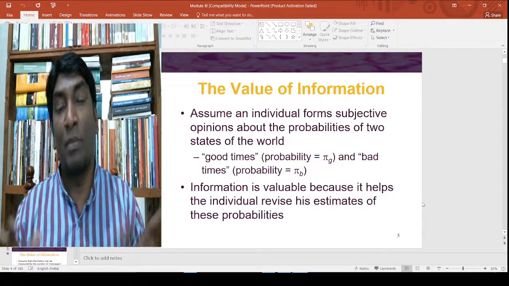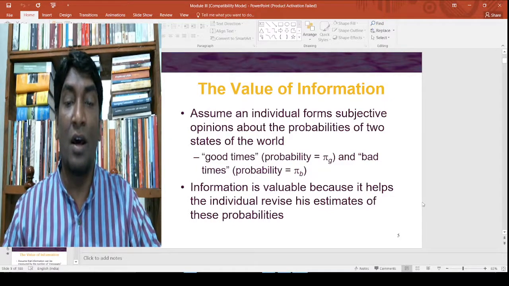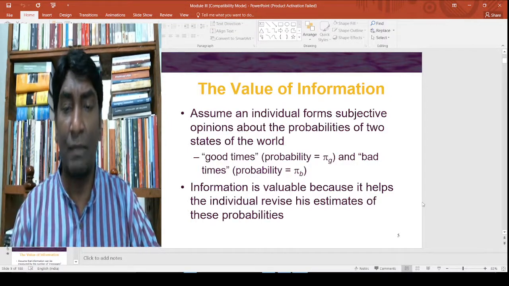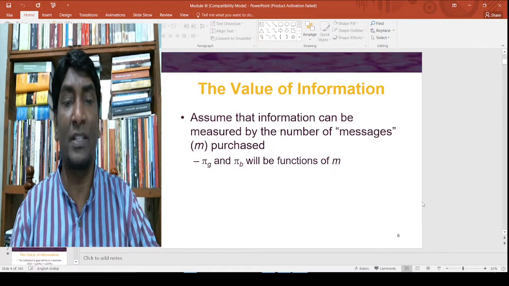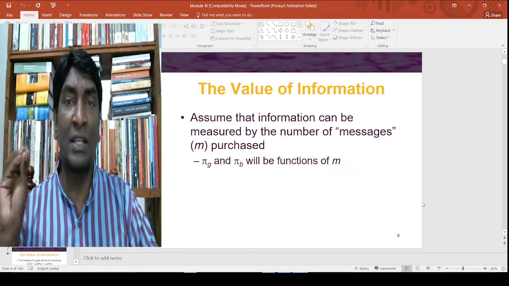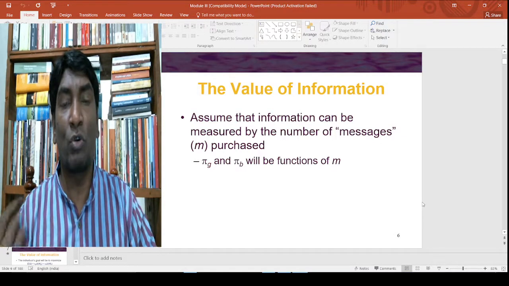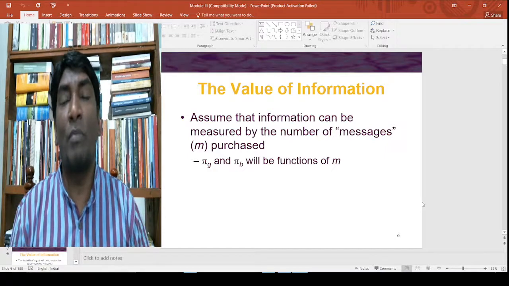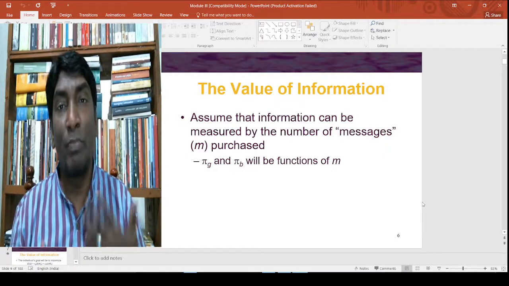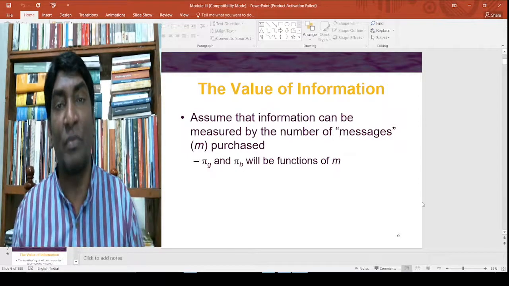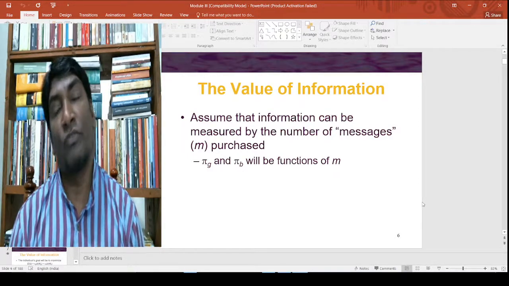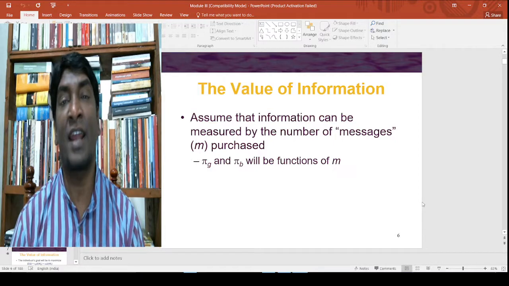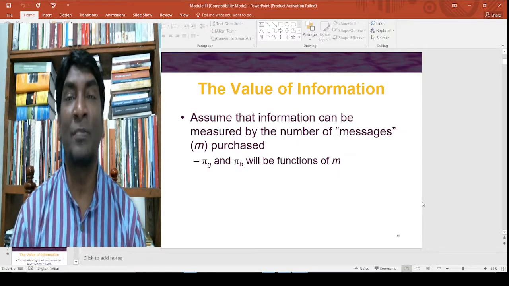So the good-time probability is represented with a pi g, and the bad time with a pi b. Information is valuable because it helps the individual revise his estimates of these probabilities. Once you have this probability of good and bad information, you can also assume that information can be measured by the number of messages m which you purchase. So how many messages you have is basically the stock of your information. If you can afford more m, you can have better information, and your price would be better. So it is all related.